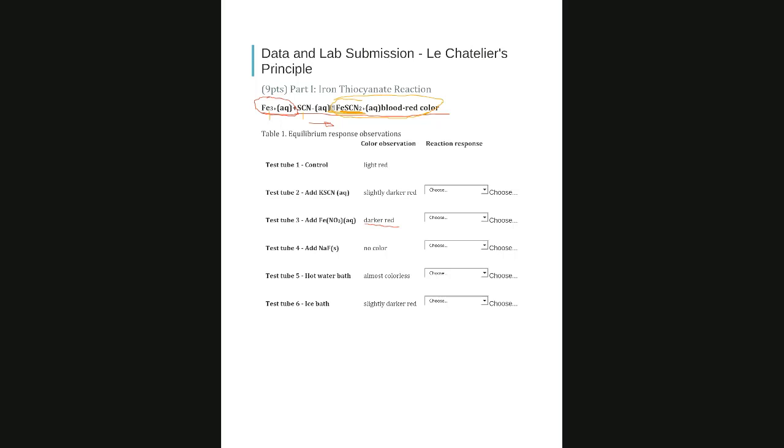So you can have the iron by itself in the solution and the thiocyanate. If you have all these in a beaker separated, basically they form this red complex. But let's say they don't form, it has no color. So if the color disappears, it means they are not bonded. But as soon as they bond, you will see the red color.